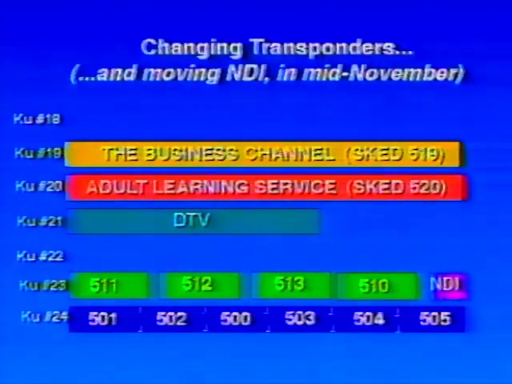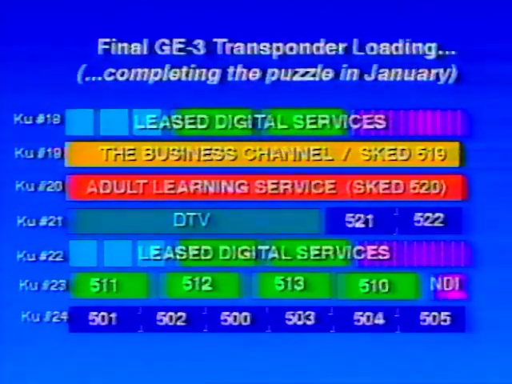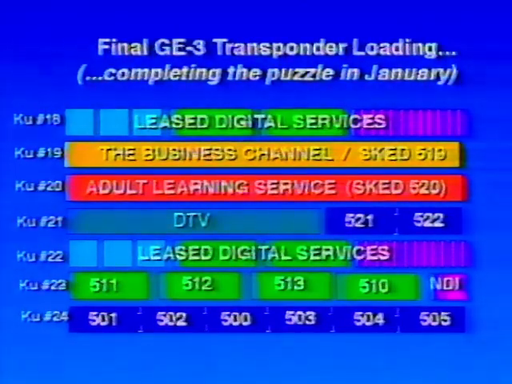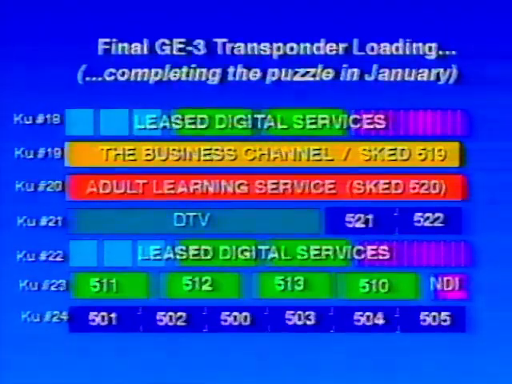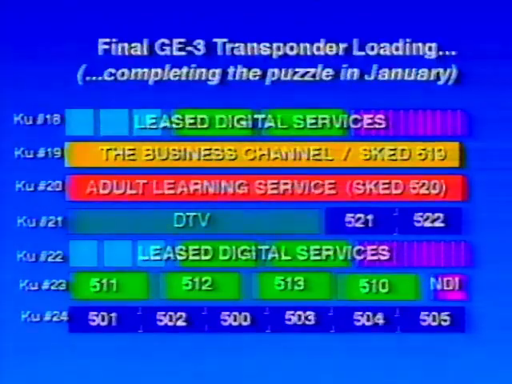And finally, completing the jigsaw puzzle in January, we will load up the rest of the transponders with leased digital and analog services. So this again is that same slide I started with of 7 fully loaded Ku-band transponders. And I know I whipped through that in one big hurry. It was all covered in the first video conference. We did want to give you at least a grounding in it as we head into additional discussions.